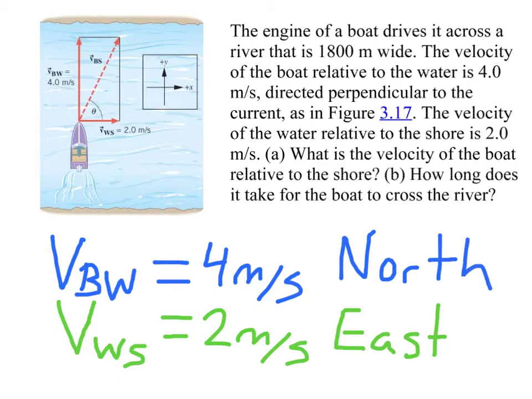Alright, so now we have the pieces, but what we want to find is the velocity of the boat relative to the shore. And in order to find that, we're just going to have to add these two vectors together. But since they don't point in the same direction, we're going to have to use our vector addition rules.